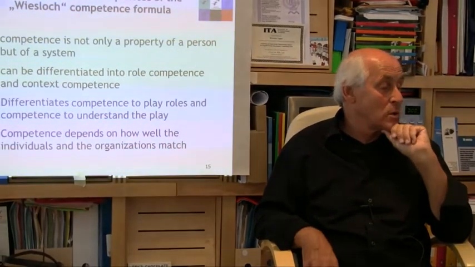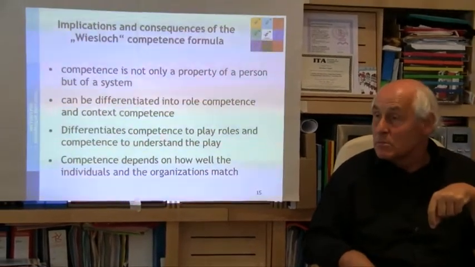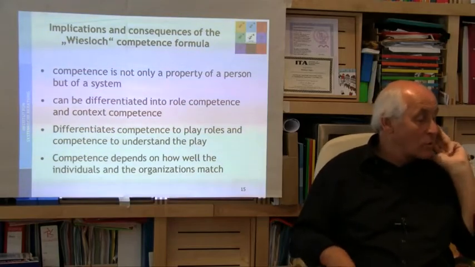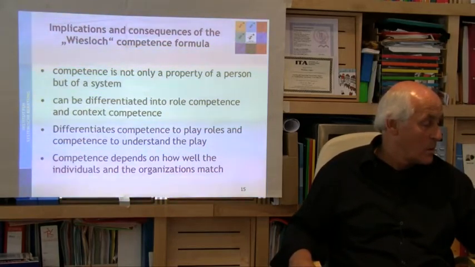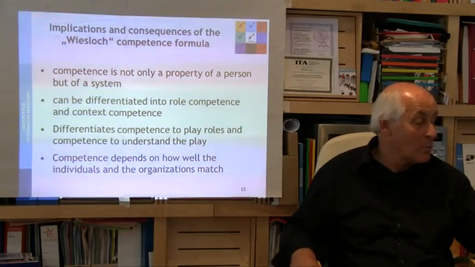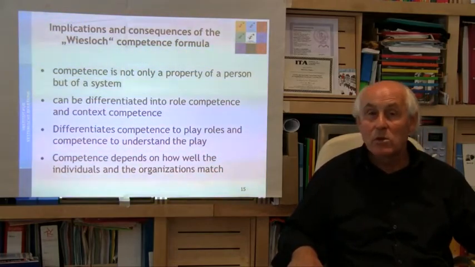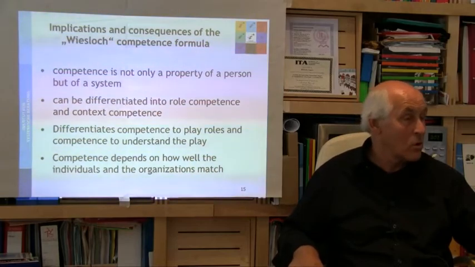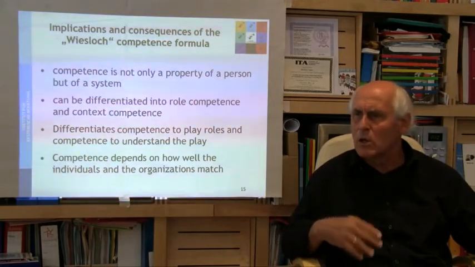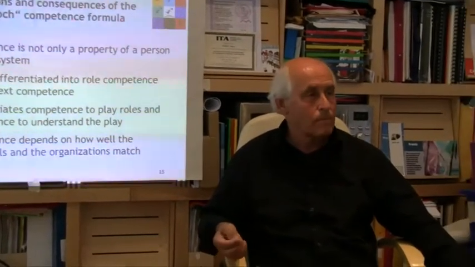So competence is not only a property of a person, but of a system. There's a systemic way to understand competence. And it can be differentiated into role competence and context competence. It differentiates between the competence to play the role and the competence to understand the play. And competence depends on how well the individuals and the organizations match, how it makes sense to people and how it makes sense to the organization. Sometimes they come up to a place that is wonderful for those who play, but when you look at it closer, for the company it doesn't make much sense. So it's not enough that the players are satisfied.